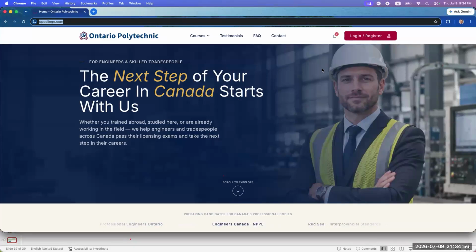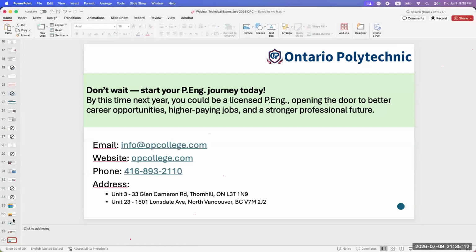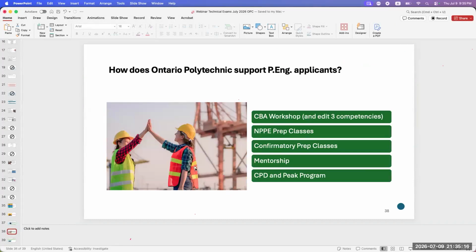Okay, so I have only one more question. This P.Eng exam is divided into three parts. One is a technical exam, second is the NPPE, and third one is the CBA, right? CBA, yes. One part is all written exam, and the second part is multiple choice questions, and third. Exactly. What about the CBA?